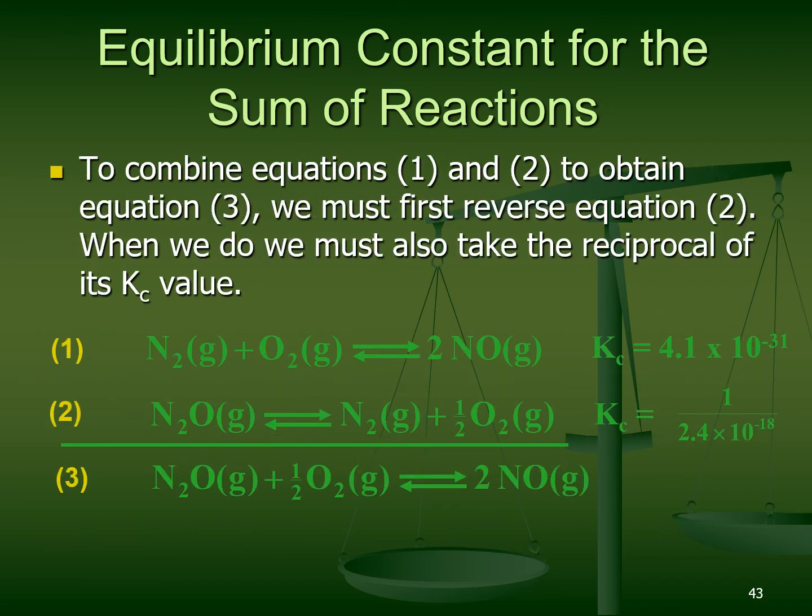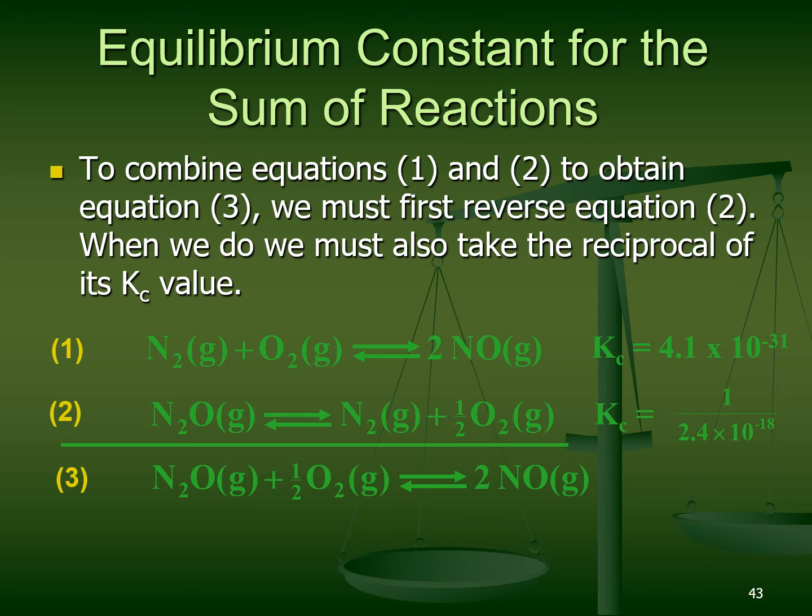Okay, so this shows it again. We took equation number 1 and we left it alone, and we left the K value alone. And then equation number 2 we reversed. And when we reversed that equation, we did the inverse. So 1 over 2.4 times 10 to the negative 18.